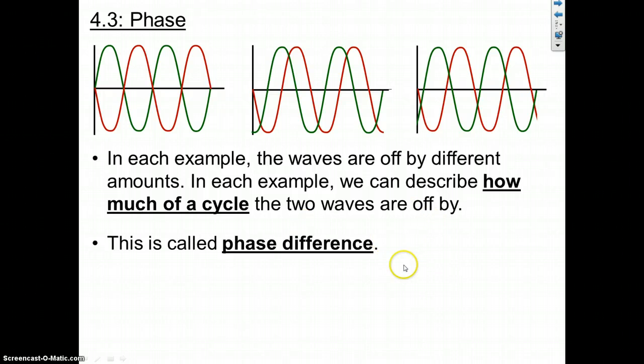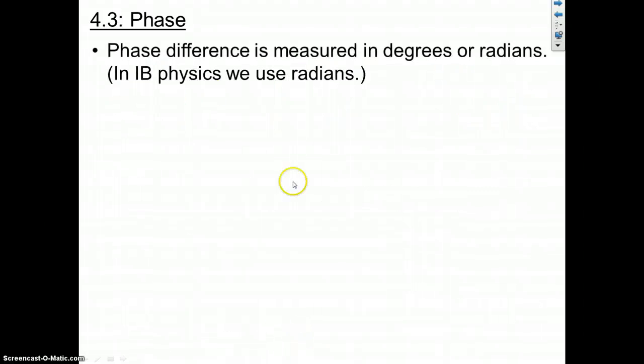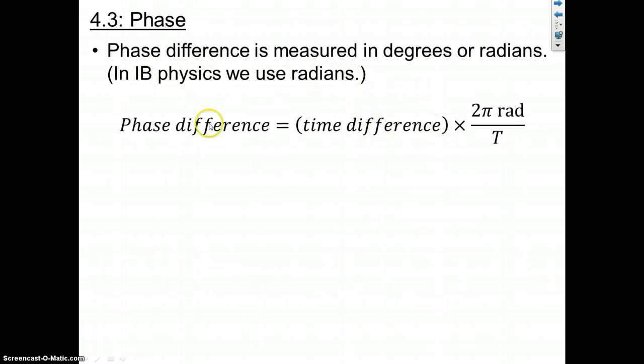Okay? We use this thing called phase difference, which is the amount of radians or degrees, where one cycle equals 2 pi radians or 360 degrees. So it's the amount of radians or degrees by which two waves are off. Right? So phase difference is measured in degrees or radians, but in IB physics we're going to use only radians to measure phase difference. Here's the equation for phase difference.